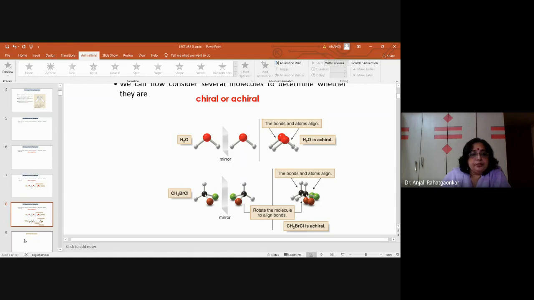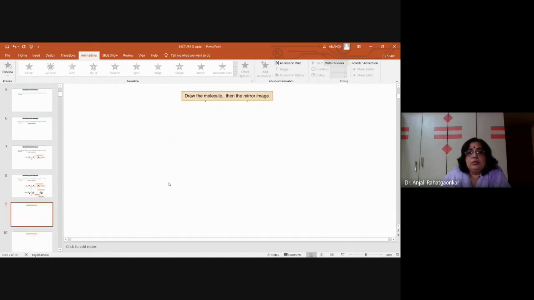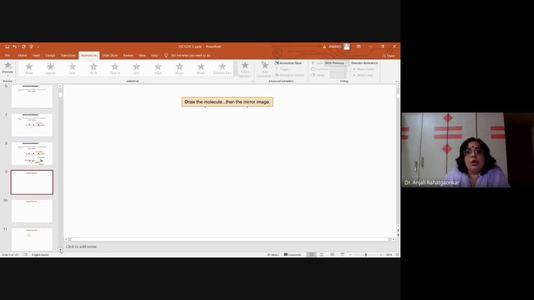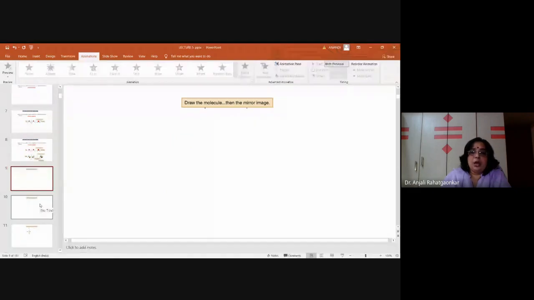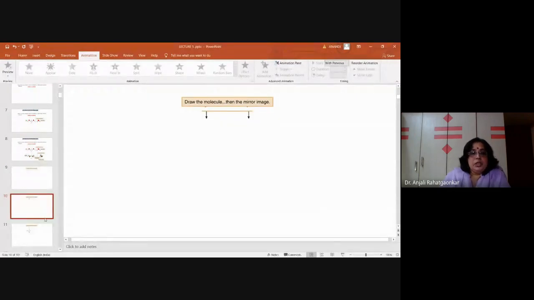All right. Then moving to the next, how to draw the molecule with the mirror image. So this is a procedure I want to share with you. Now this is a molecule. So can you nomenclate this molecule A?